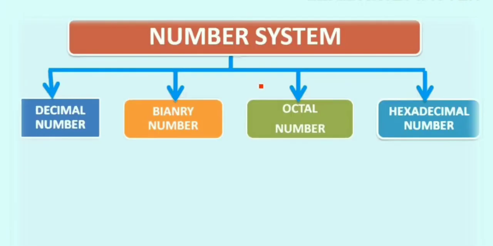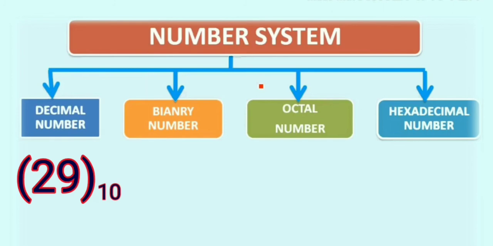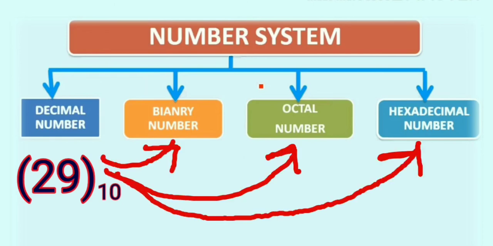As we have seen these number systems and how to represent numbers in them, now we will see how to convert from one number system to another, that is, conversion of number systems. For example, we have 29 as a decimal number. How can we write this 29 in binary? How can it be converted into binary, octal, or hexadecimal?